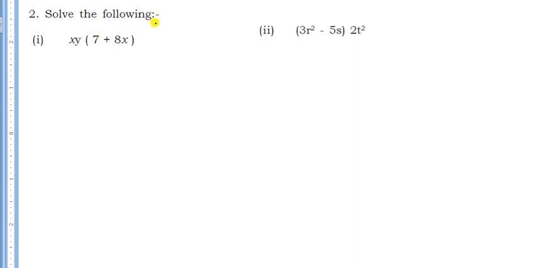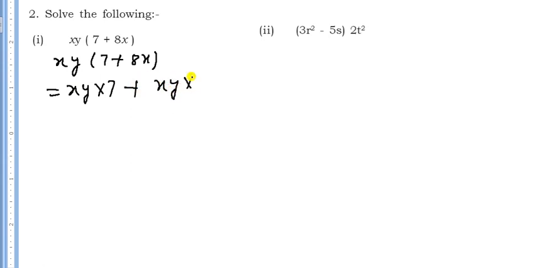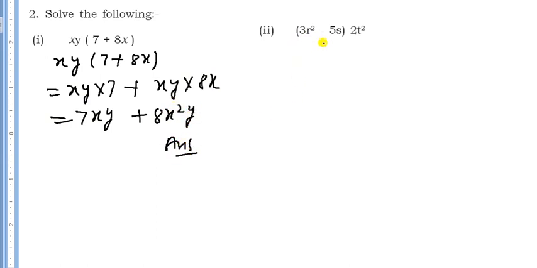Let us see. Solve the following. How can we solve this one? The first question is xy into 7 plus 8x. So how can we do this? 7xy multiplied to this xy. So xy into 7 plus xy into 8x. So what will happen? It is 7xy, and here is 8x square y. So that one is your answer.